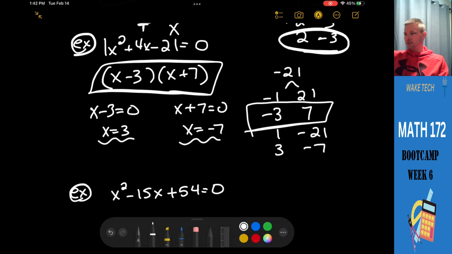If not, here's a third one for you to try. I'll give you a minute to try this one on your own. Same approach. The leading coefficient is still 1. We still have 3 terms. So see if you can factor that one.